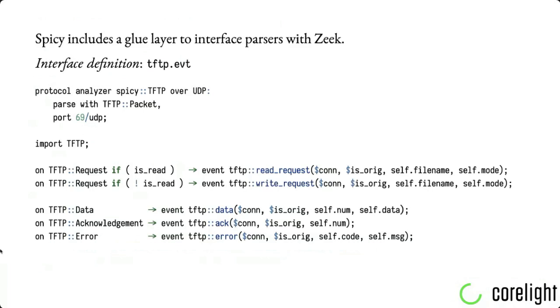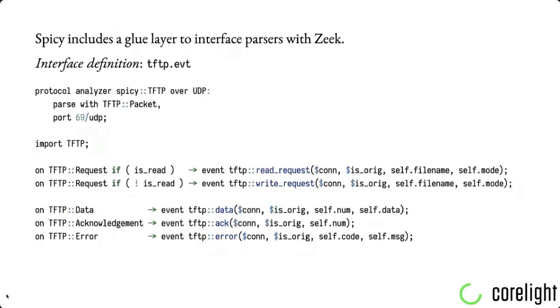But one other piece is missing. We need to also trigger some Zeek functionality from our parser, right? For that, we have an extra glue layer where we can actually declare what kind of analyzer certain Spicy grammar corresponds to. In this case, we would declare a protocol analyzer named Spicy TFTP, which analyzes UDP traffic and uses a certain parser defined in that grammar and some port. The protocol, the port and the name is something Zeek would use to integrate that parser.